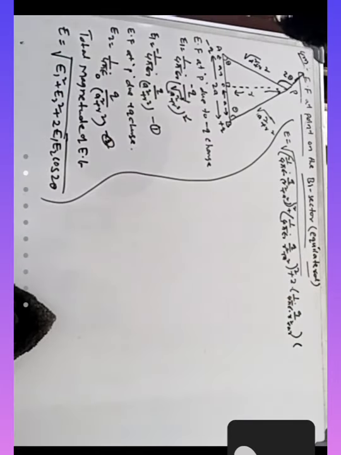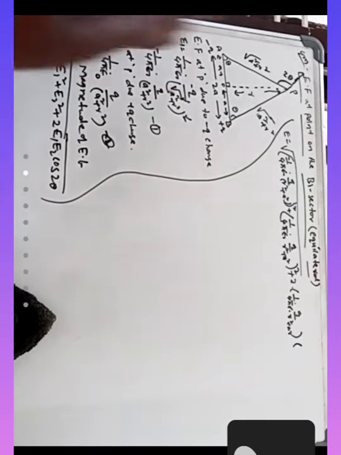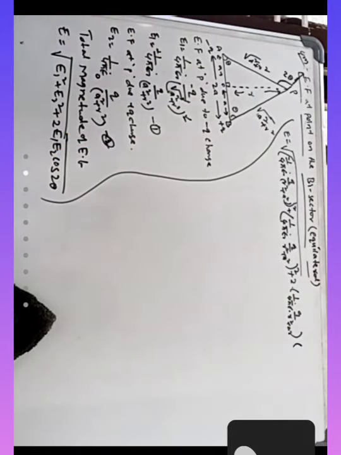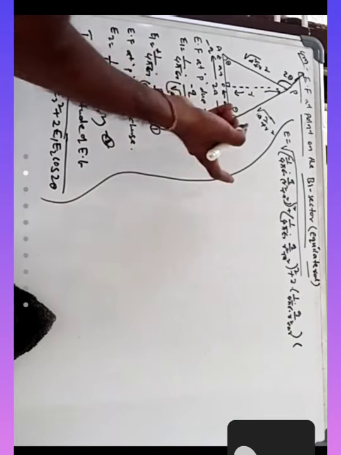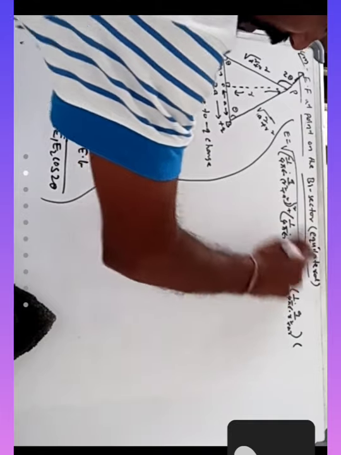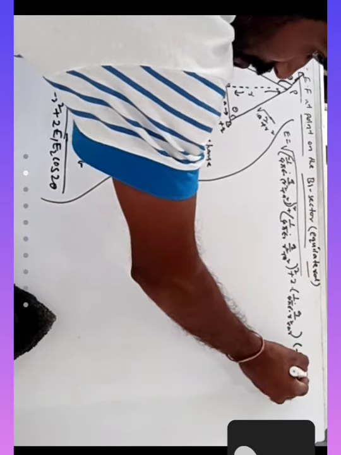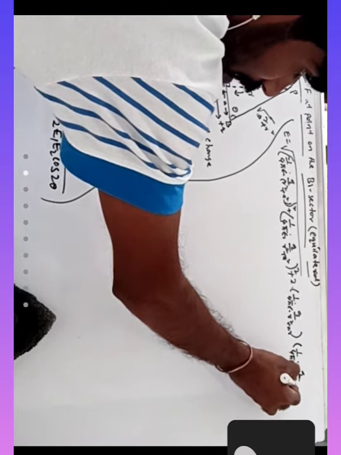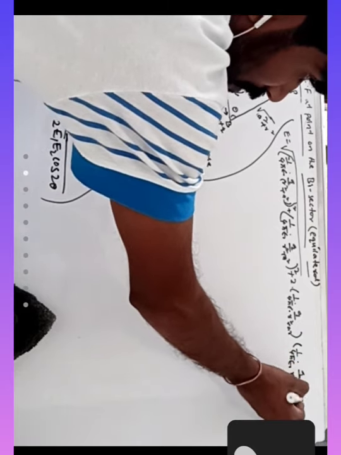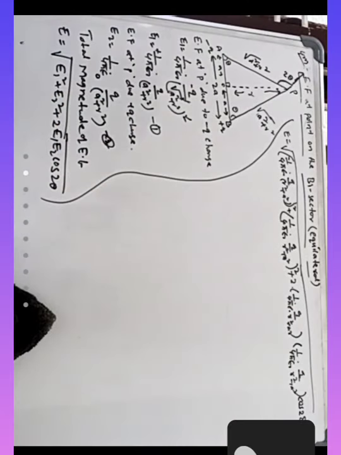Both of the magnitudes are the same, that's why you have to take the plus only, so everything is also plus only. So 2E1 and E2, 1 by 4 pi epsilon naught into Q by the same R square plus A square, into cos 2 theta, this is the cos 2 theta term.